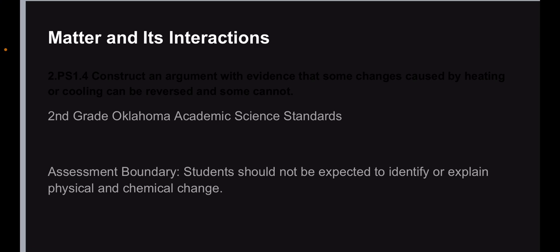Mine is over matter and its interactions for second graders from the Oklahoma Academic Science Standards. Construct an argument with evidence that some changes caused by heating or cooling can be reversed and some just cannot. There is an assessment boundary. The students will not be expected to explain a physical or a chemical change.